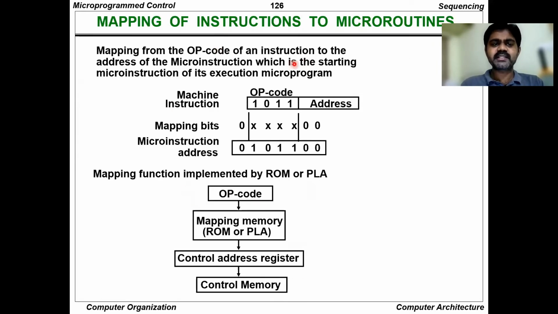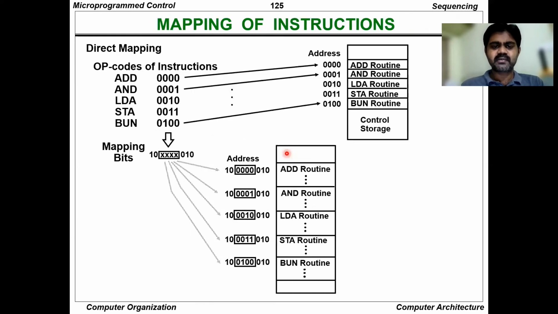So this is the mapping from the opcode of an instruction to the address of the microinstruction, which is the starting microinstruction of an execution microprogram. In the machine instruction here, we have an opcode and an address. Bits 0 to 11 are the address, 12 to 14 are the opcode, and the 15th bit decides whether it is a direct or indirect address. Here we are combining the opcode 1011 with the mapping bits 0. These 4 bits are linked with 4X, 00. This is the microinstruction address.